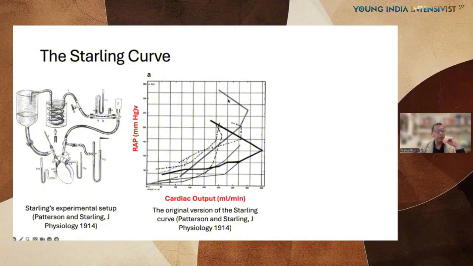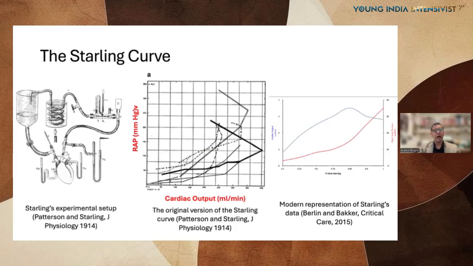And this was Starling's original set of curves, right? This is where you see the famous Starling descending limb in 2 out of, I think, 7 or 9 dogs. And this is what's been taken to interpret that the Starling curve has a descending limb. It generally does not. One reason is technical. The variable that Starling was changing in the experiment is actually the resistance of the Starling reservoir, right? He wasn't changing the right atrial pressure or the cardiac output directly.